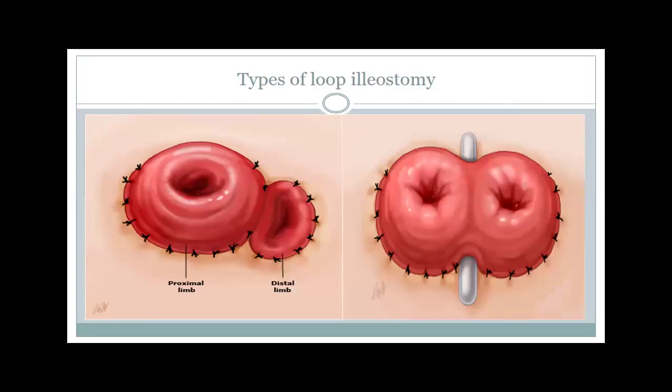And again, I can do what we call a single spout: one spout at the proximal end, one not spouted at the distal end, or a double spout, where both are spouted. And I can put a bridge underneath if I think it's under tension or going to be thrown inside, especially in obese patients, or I can do it without a bridge if the stoma is coming out more simply.